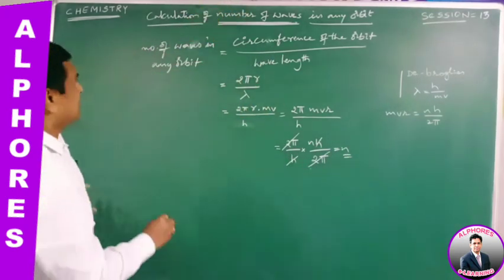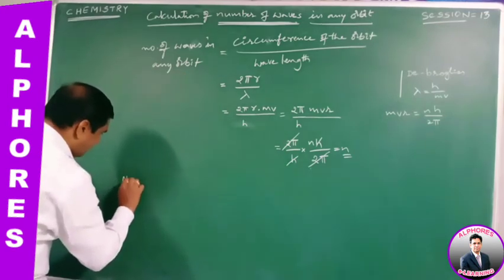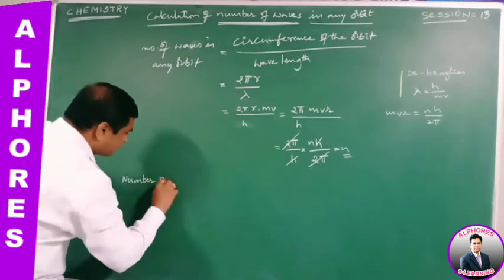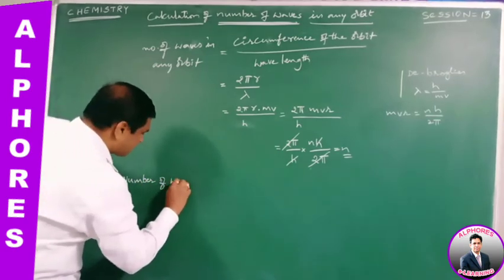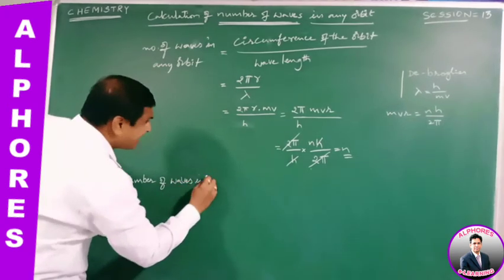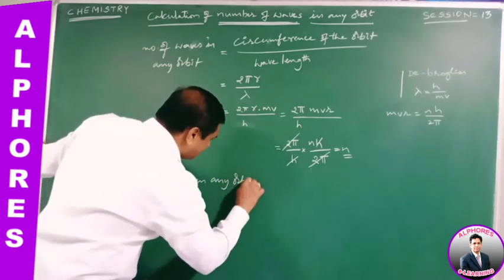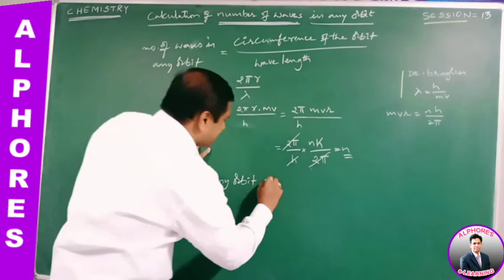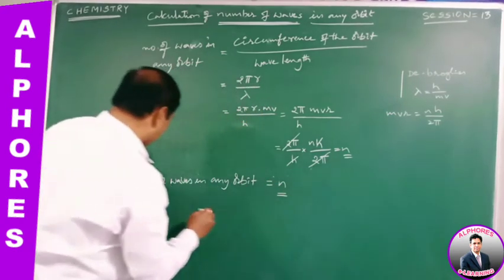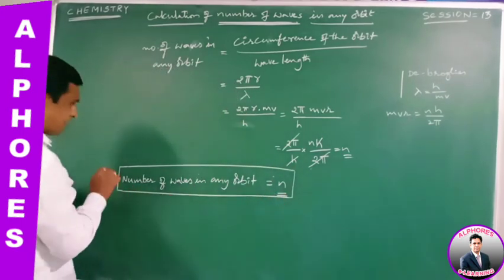That means the number of revolutions or number of waves in any orbit is equal to the n value, the principal quantum number value. Very important concept, you should not forget it.